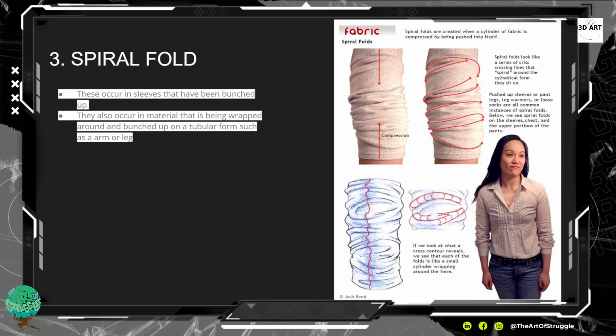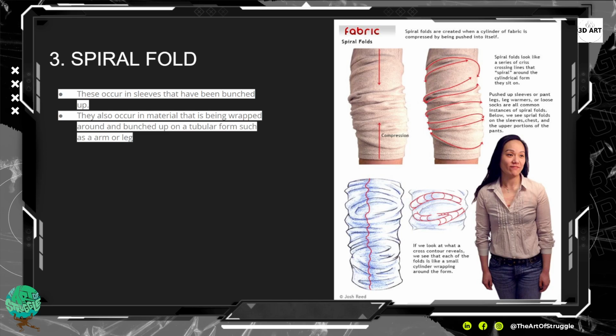So they're created when a cylinder of fabric is compressed by being pushed into itself. Spiral folds look like a series of crisscross lines that spiral around the cylindrical form they sit on. Pushed up sleeves or pant legs, leg warmers, or loose socks are all common instances of spiral folds. Below we see spiral folds on the sleeves, chest, and the upper portion of the pants, right?